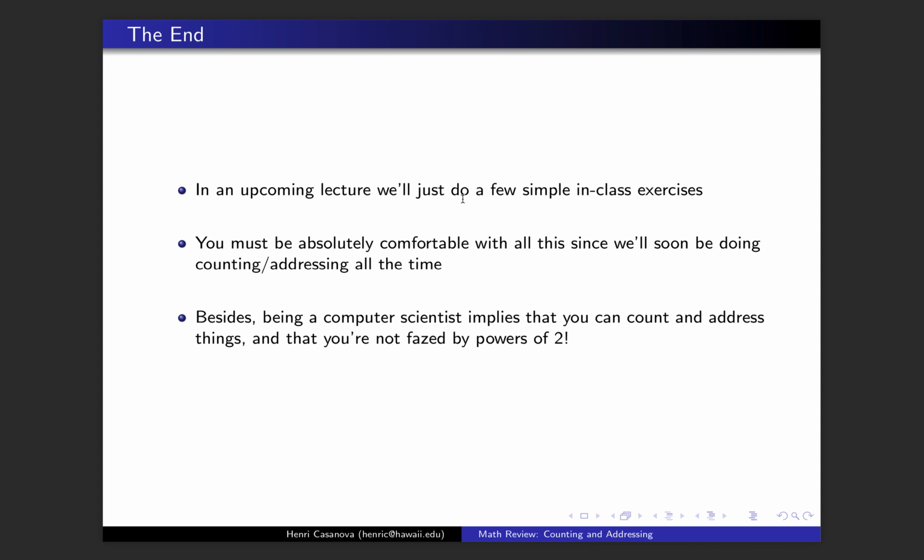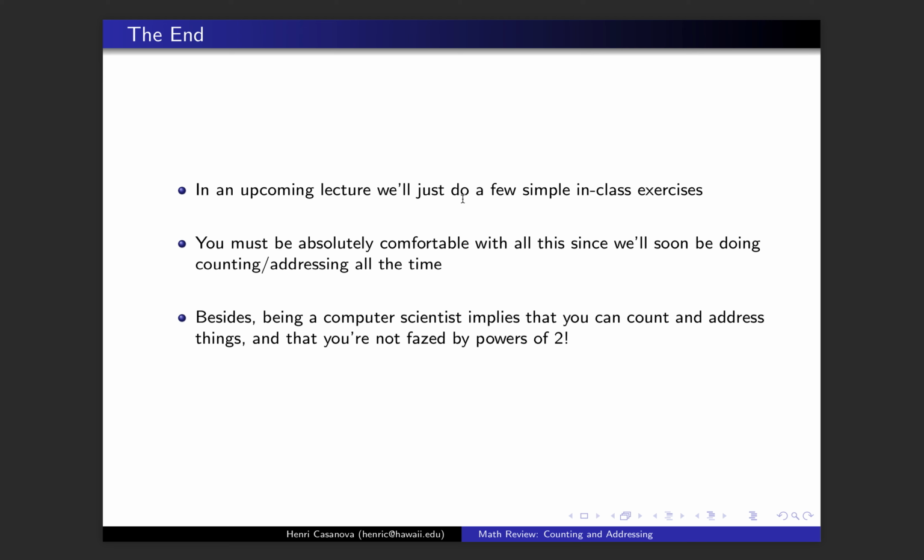So that's all. Now, some of this probably seems very disconnected from the material in the course, but that's going to stop appearing that way very soon. In the upcoming lecture, we're just going to do a few simple in-class exercises, and of course, I'll answer whatever questions, and we'll go a little bit further. You must be absolutely comfortable with all this, and as computer scientists, counting and addressing should be part of your DNA. So if what I just went through seems completely outlandish, well, you have time to go back, come to office hours, and go back to your basic math textbooks and try to catch up.